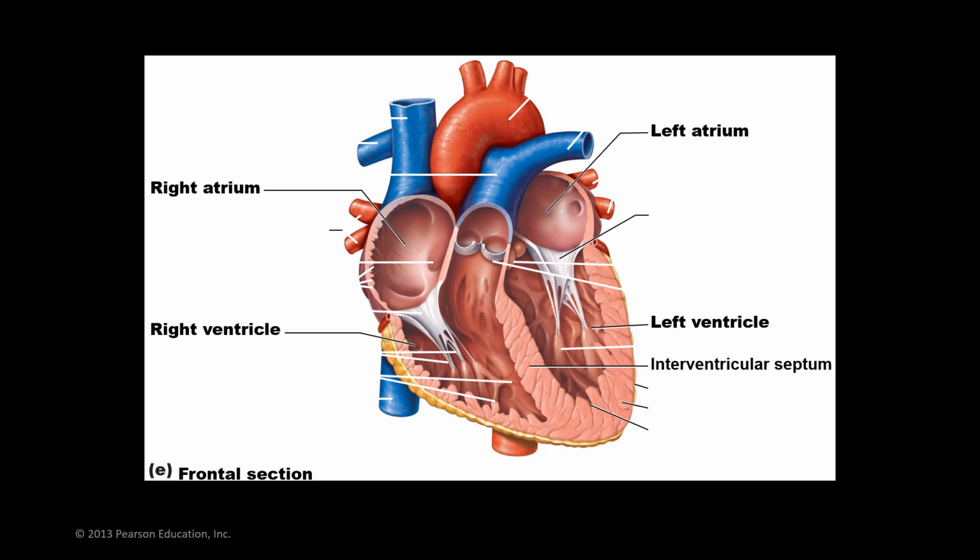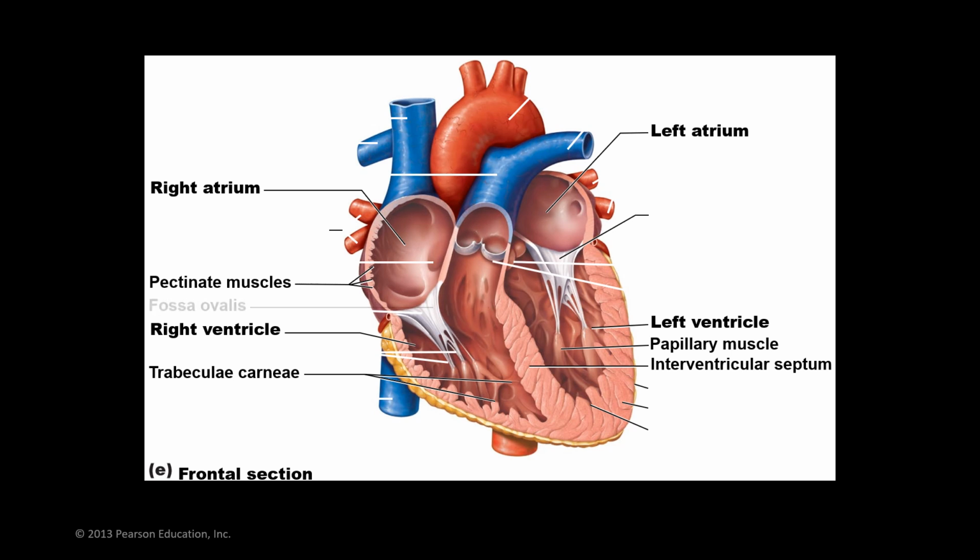You can also see here the interventricular septum, the structure that separates the 2 ventricles. And then we have the trabeculae carneae. Those are the projections of your muscles in the ventricles. Okay. You have papillary muscle. These are your rod-shaped or sausage-shaped projections of the myocardium that actually suspend the valves, which I'll show you in a bit. And then we have the pectinate muscles in the atria.